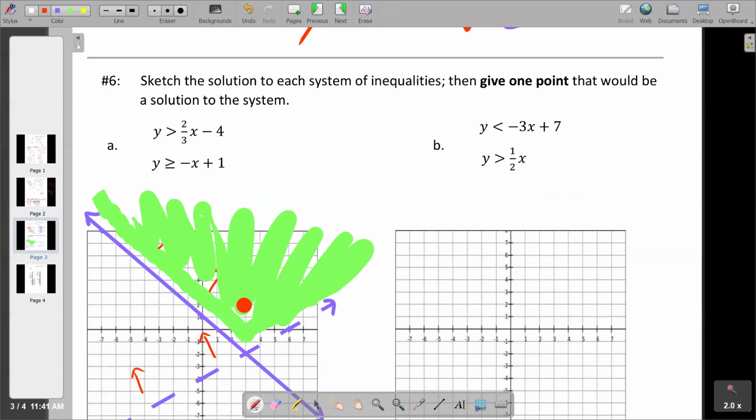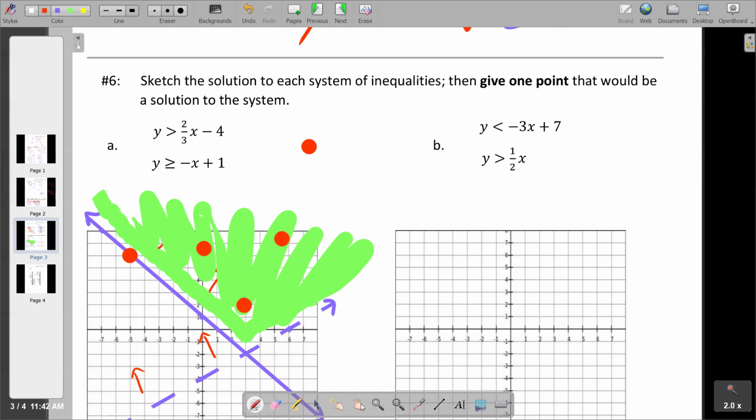Let me ask you this, you big brainers. Could I have picked this point? Yeah? You could? Why? Because it's solid, and solid means the points on the line count. So I could pick a point on a solid line if I wanted to. But generally, people stay away from that. They're just like, I'm going to pick a safe one. Boom. Here's a safe one. Boom. Here's a safe one. Whatever you want to do, just make sure it's actually where it should be. There are literally infinitely many correct answers to that part of the problem.